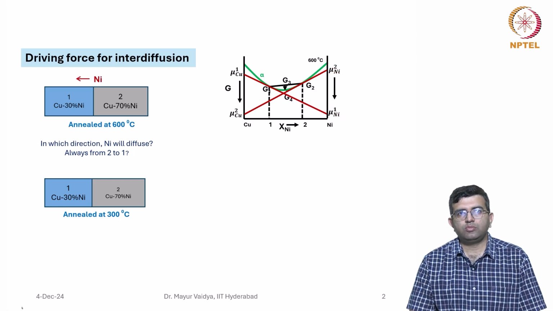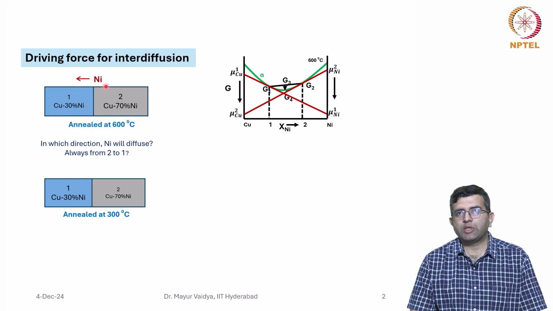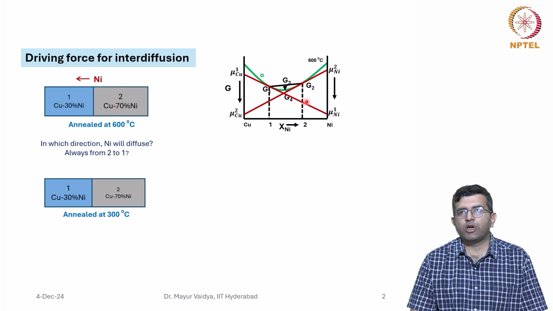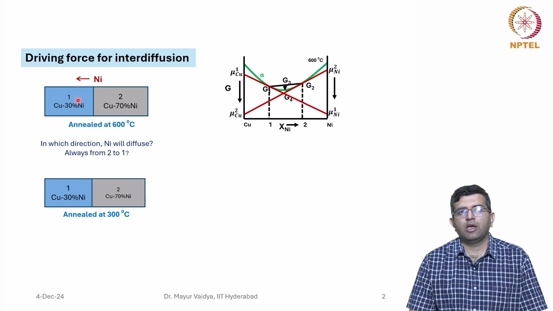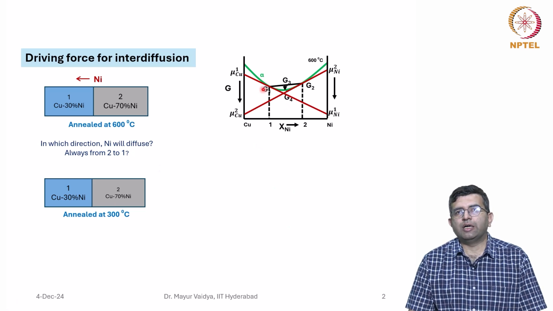Now, if the nickel diffuses from 2 to 1, what will happen? That means the alloy composition of 70% nickel will reduce. It will move in this direction, from 2 to 1. That means the nickel composition in alloy 2 will start getting lower. Similarly, nickel composition in alloy 1 will start increasing, moving from here to here. So what it means is that the nickel movement from 2 to 1 will cause the compositions to come closer.